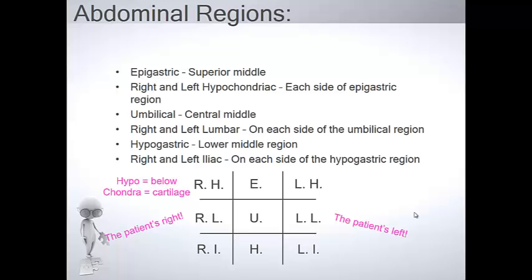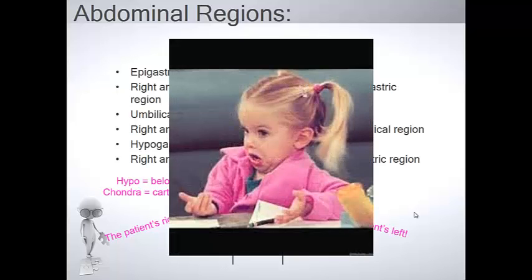And just so we're clear, no one ever calls the regions by their acronyms. They always say the whole thing, which is unlike the quadrants, where they almost always do use the acronyms. I tell you this because I don't want you walking around saying there's an inguinal hernia in the LIR because no one will know what you're talking about. Okay?